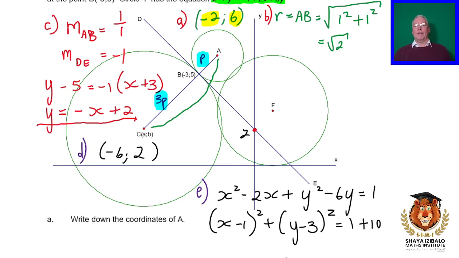This is actually not that significant. What we now know, though, is that the center is positive 1, 3, and that's the coordinates of F.